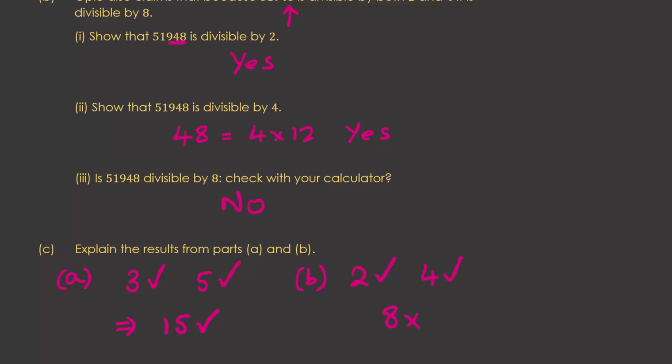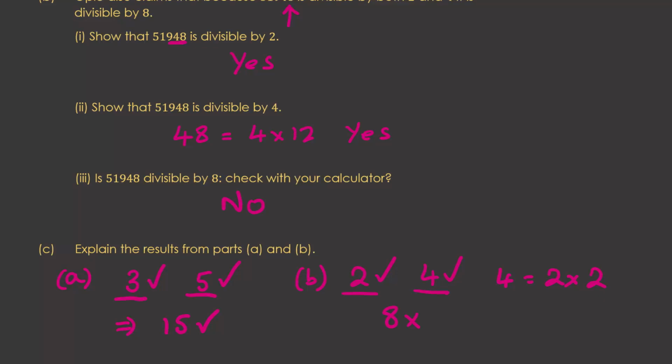Now, the reason is that 3 and 5 have only one common factor, and that is 1, and all integers have a common factor of 1. Whereas we know that 4 has 2 as a factor. So in this situation where the two numbers we test have a common factor, you can't necessarily imply that it's going to be divisible by 8. It may be, or it may not be.